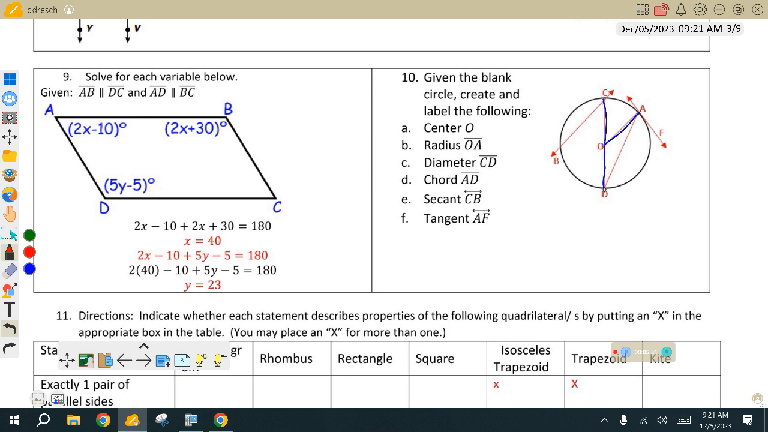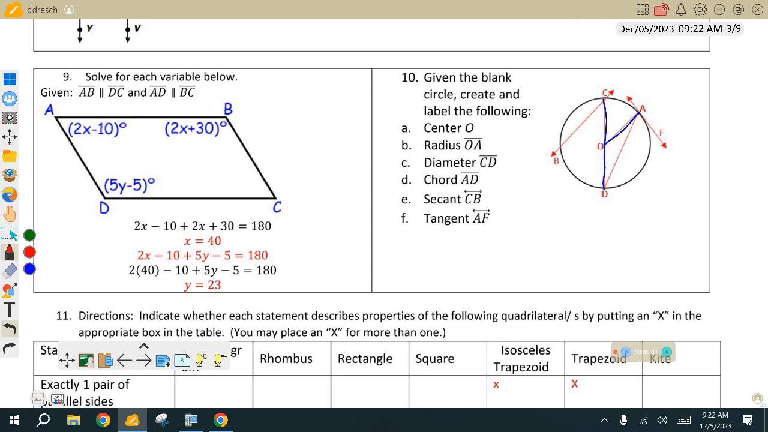And because it's a diameter, what's it got to do? It's got to go through the center, right? So now, from there, we got a chord, AD. Now we talked about a chord is a segment. And on that chord segment AD, we already had A and D on there. So wherever you put A and D on there, connect them out. That's making a chord AD. And a chord is a segment inside the circle.